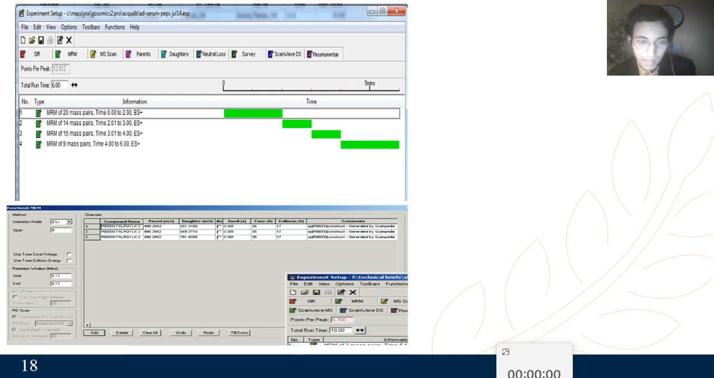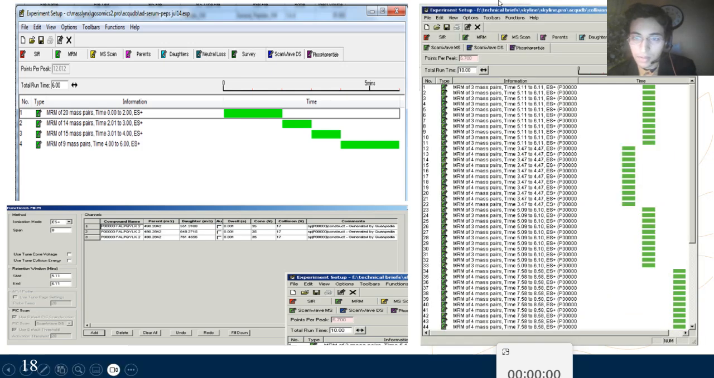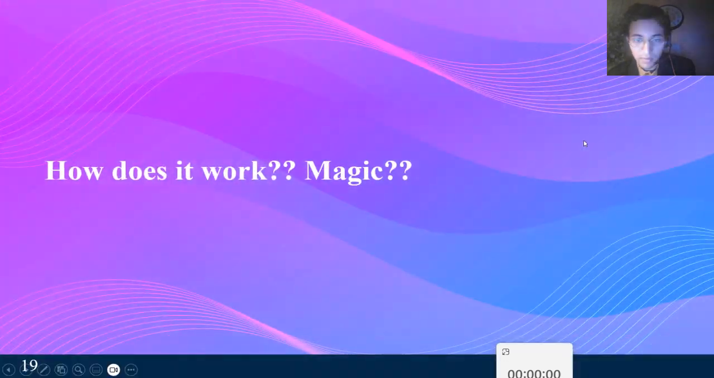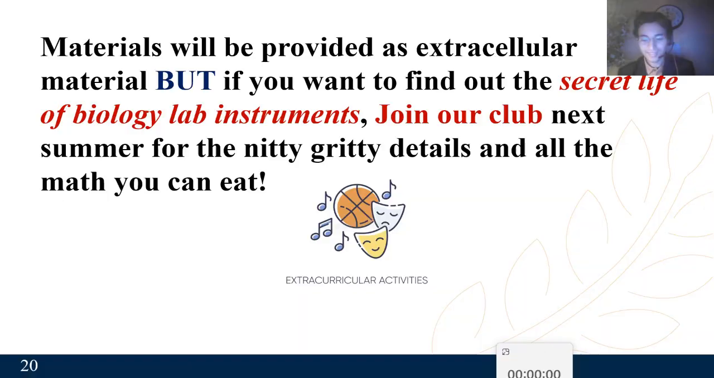So you can play with these knobs and dials until you get the highest intensity, which is usually done in the tuning phase. This guy is just trying to optimize the collision energy. So it's a very interesting, very powerful instrument. So how does it work? Is it magic?